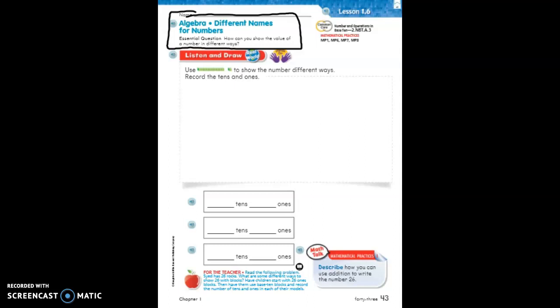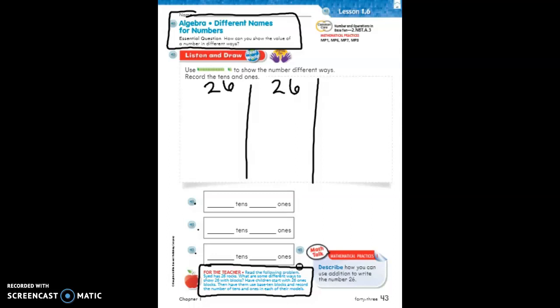So our first problem we're going to do up here is written down here if you want to follow along. It says, Syed has 26 rocks. What are some different ways to show 26 with blocks? So we need to show 3 different ways. Our box here, tens, ones, and tens and ones. So I'm going to split my paper into 3 parts. Each one is going to be the number 26, but we're going to arrange our tens and ones differently.